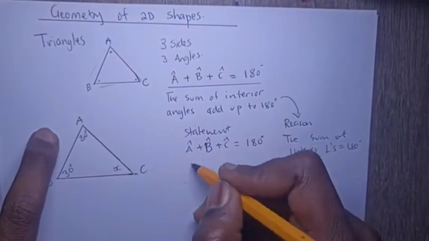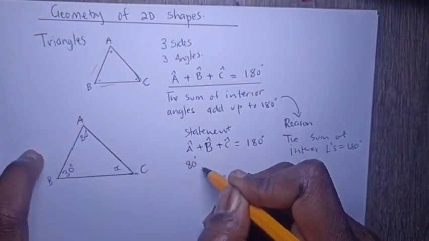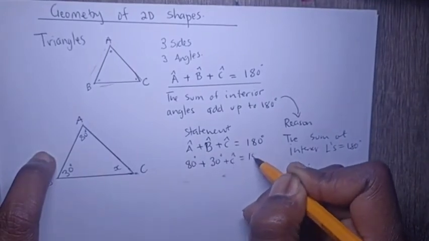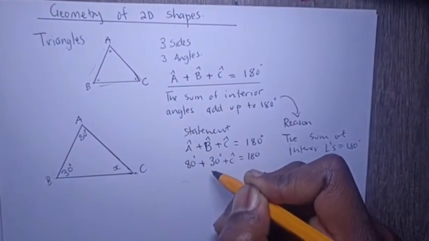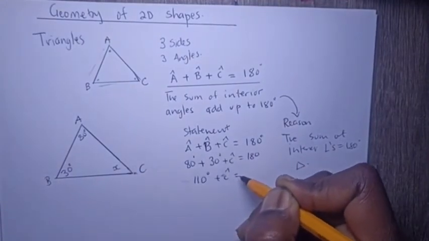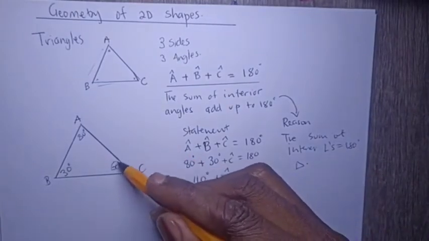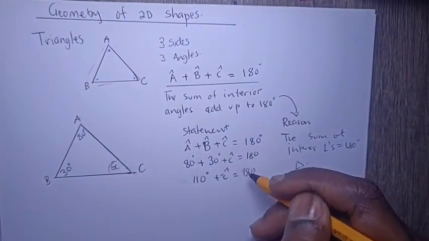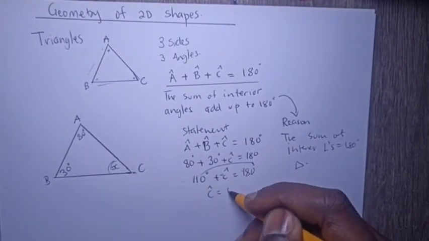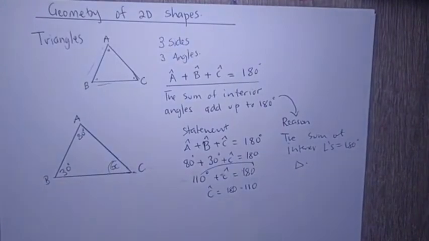So angle A is 80 degrees, B is 30 degrees, plus C equals 180. Then I add these two and I get 110, plus C, which is X, equals 180 degrees. You can write X in the place of C because I wrote it as X there. So if you're looking for this one, you take 180 degrees and subtract 110.